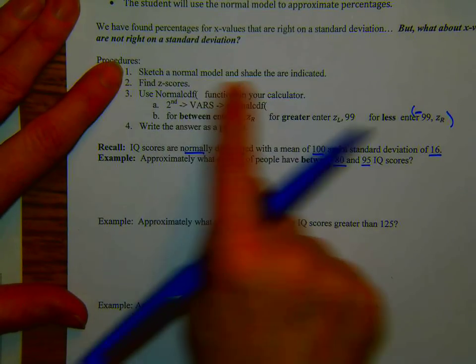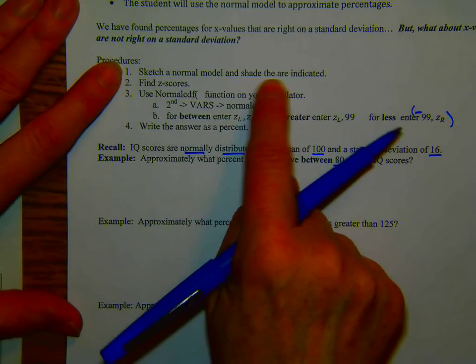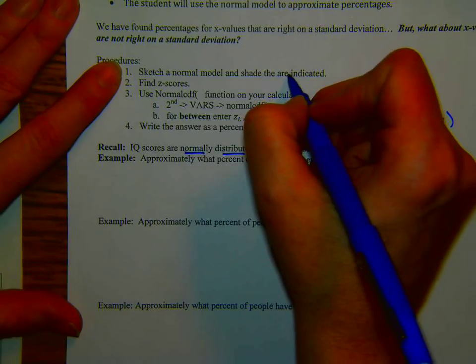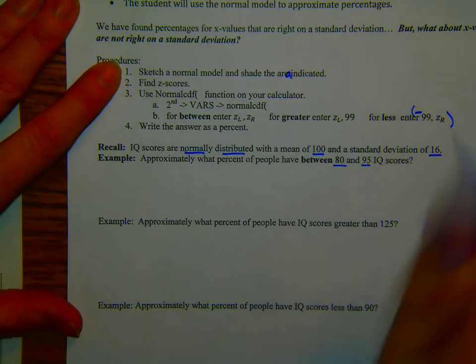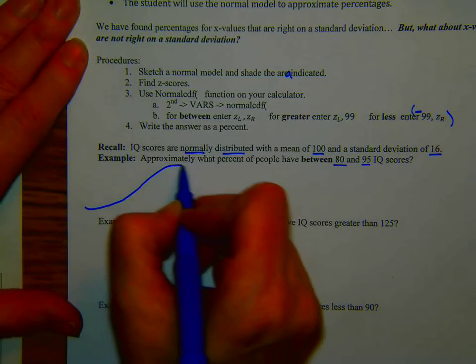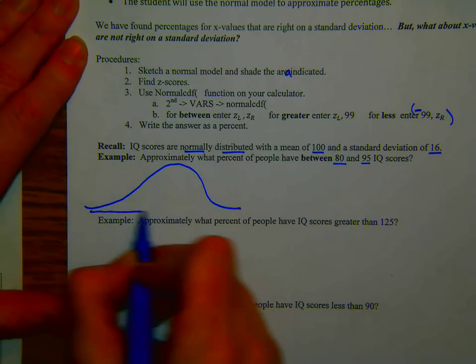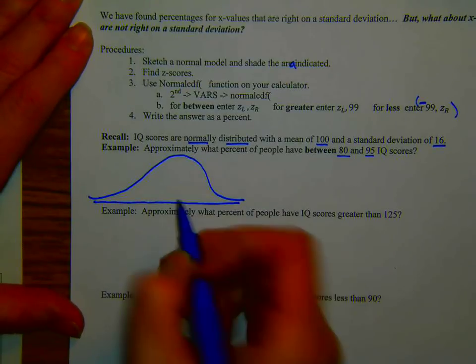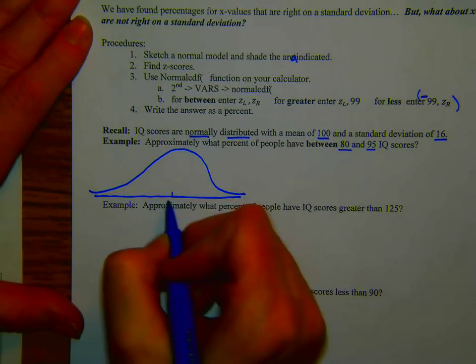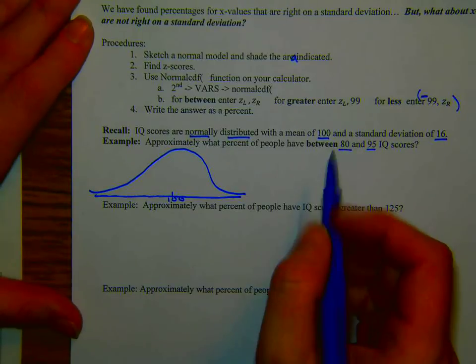Okay, so let's look at the steps. Step 1, sketch a normal model and shade the area indicated. Okay, so let's sketch a normal model. So pretend that's a better drawing than it really is. All right, we have 100 as the mean, and a standard deviation of 16.